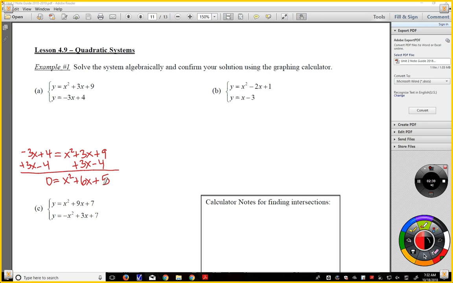So that's definitely factorable. The numbers that multiply to make 5 and add to make 6 are 5 and 1. So this factors as x plus 5 times x plus 1, okay, which means what? Good. So x can equal negative 5 or negative 1.